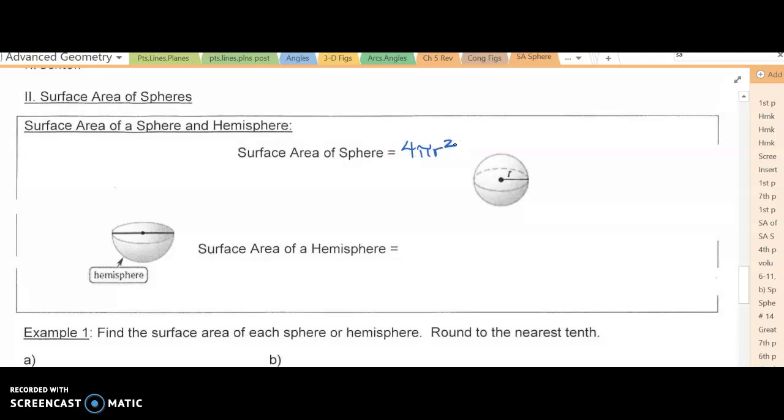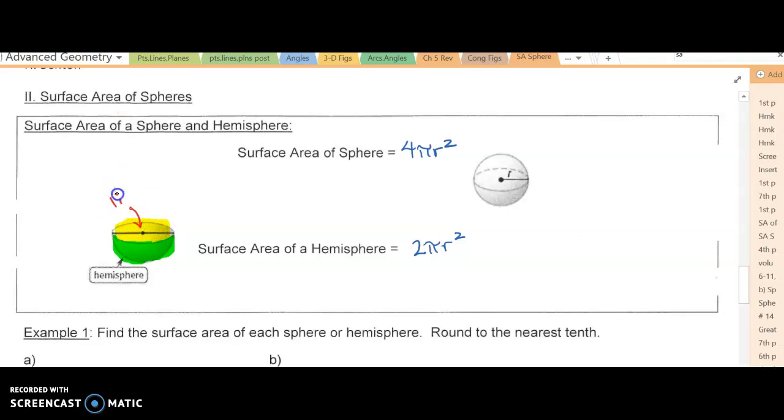Now here's the tricky part. Surface area of a hemisphere, right? We take the 4 pi r squared, but we don't want the whole sphere. We only want half, so we're going to divide that by 2, right? So we could just call this 2 pi r squared, 4 divided by 2. But keep in mind, that only encompasses all of this. Remember, the definition of a hemisphere in geometric terms includes this lid.